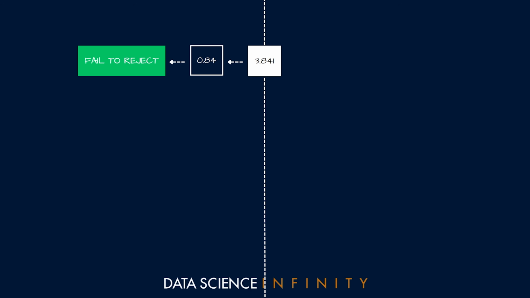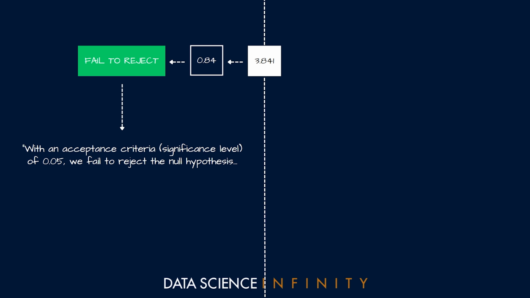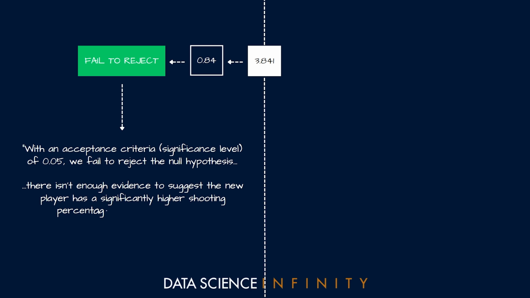or in more formal terms, we would say with an acceptance criteria or a significance level of 0.05, we fail to reject the null hypothesis. Thinking about this in less formal statistical terms, we could say that from the 3-point shooting data we had, there is not enough evidence to suggest that the new player has a significantly higher shooting percentage than the star player. And as coach, we might have dodged a bullet here.